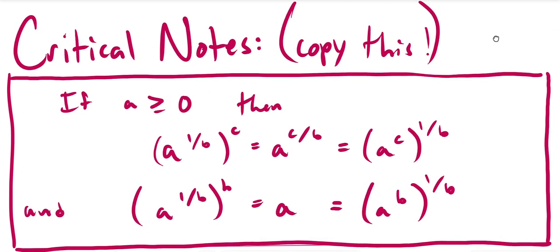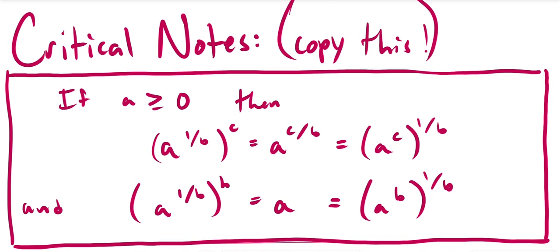So with this as your kind of starting point, copy down these critical notes, present them to me later so I know that you watched this video. If a is greater than 0, then the following things are true.